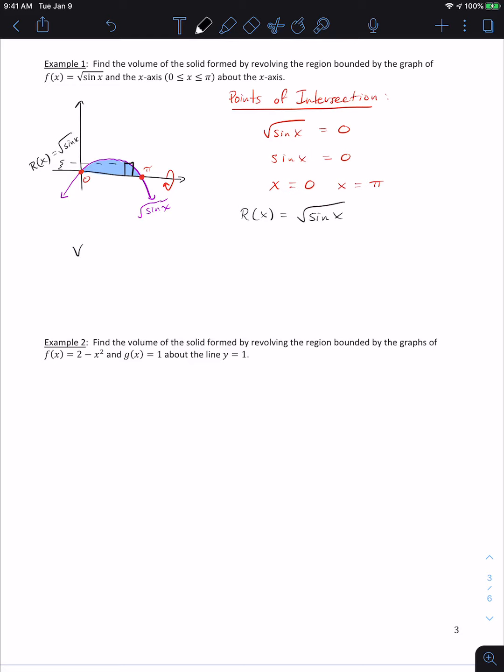So now it just becomes a matter of plugging into our formula here. Our formula is pi, the integral from a to b of whatever our radius function is, squared, dx. Pi, the integral, where do we start? We start at 0, we go to pi, and we take radical sine x and square it, dx. So this becomes the integral from 0 to pi of sine x dx, which I won't waste our time going through, but it ends up being 2 pi.